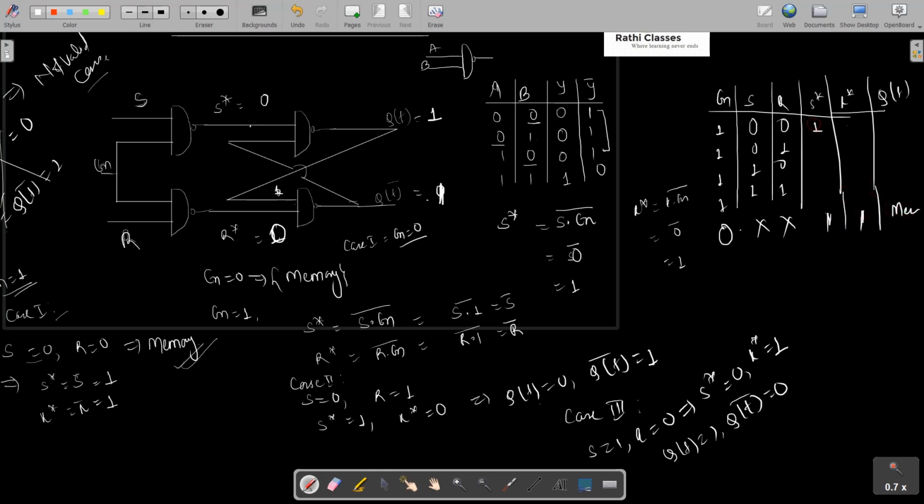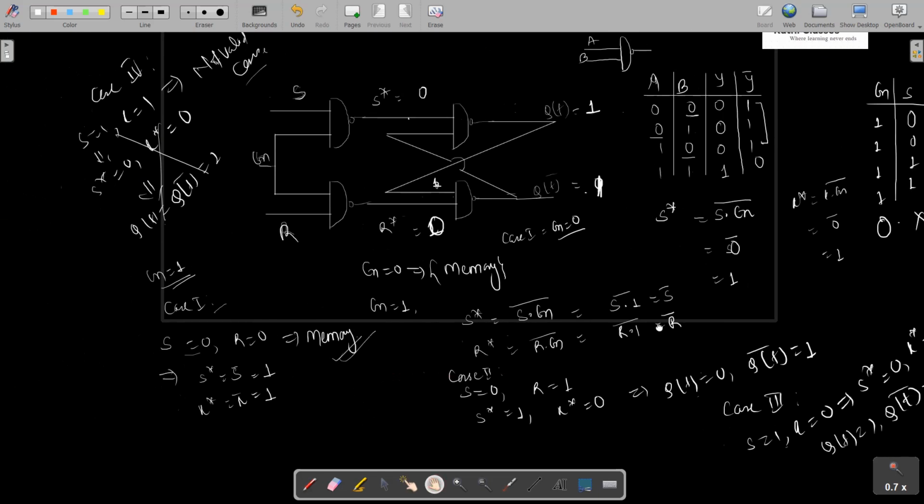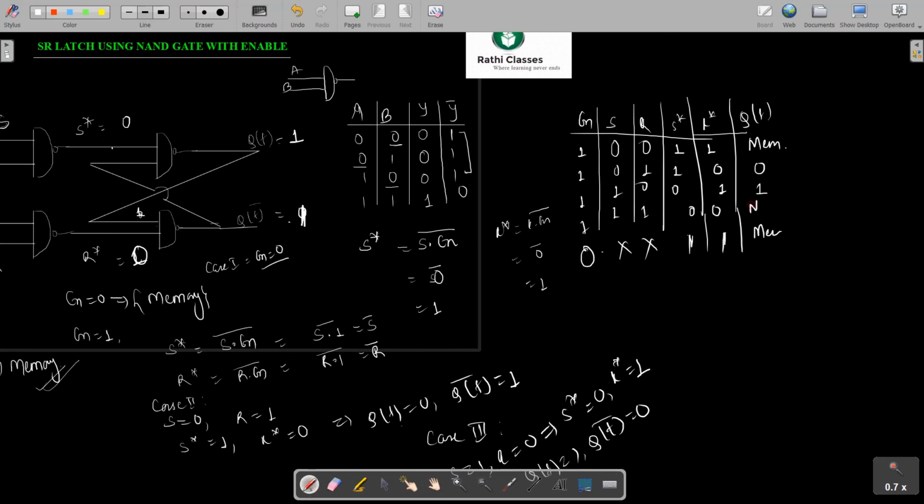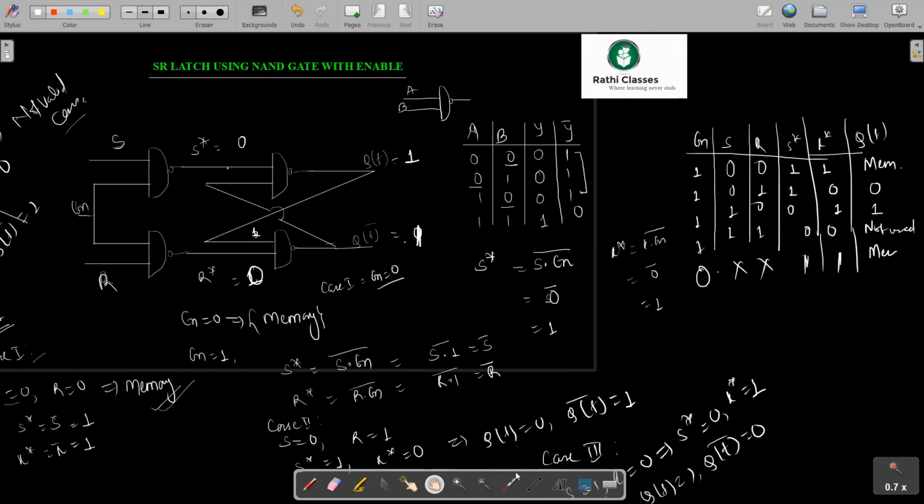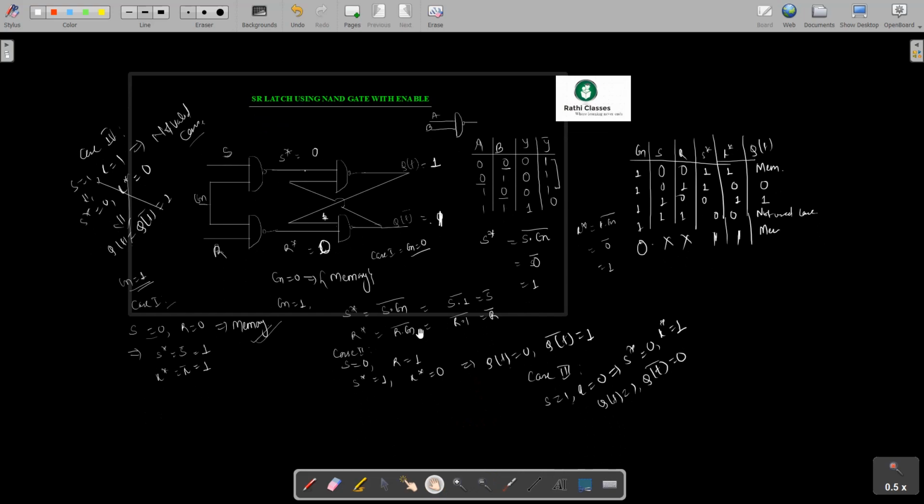Now for 0 0, S star and R star are 1 1. For 0 1, it is 1 0. For 1 0, 0 1, and for 1 1, 0 0. As S star and R star are 1 1, as we can see the output, this is nothing but memory. For the second case, S is equal to 0 and R is equal to 1, my output Q of T is 0. For the third case, when S is equal to 1 and R is equal to 0, my output Q of T is 1. And for the fourth case, when S is equal to 1 and R is equal to 1, I got the case as not valid. So this will be a not used case. So this is all about the SR latch using NAND gate. Hope this tutorial is clear to you all.